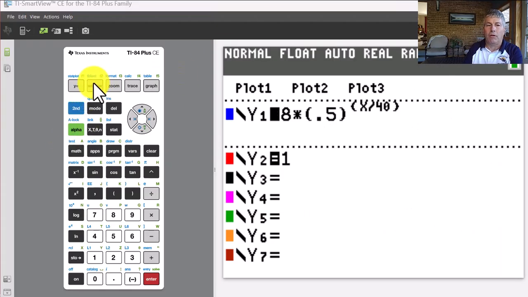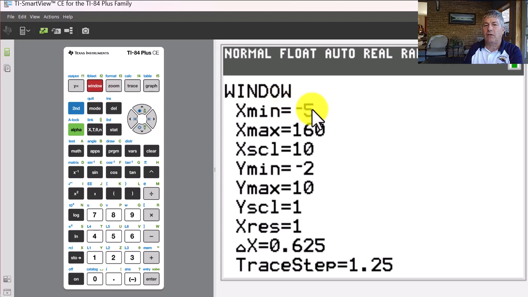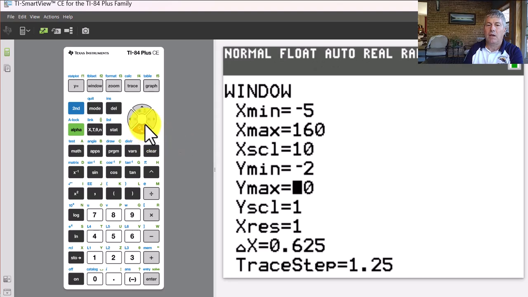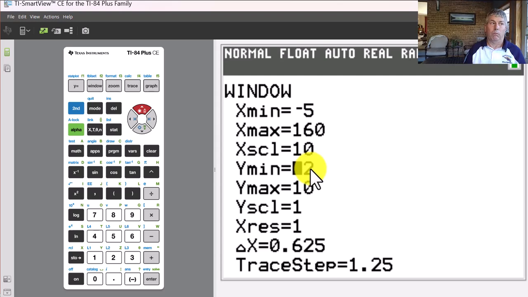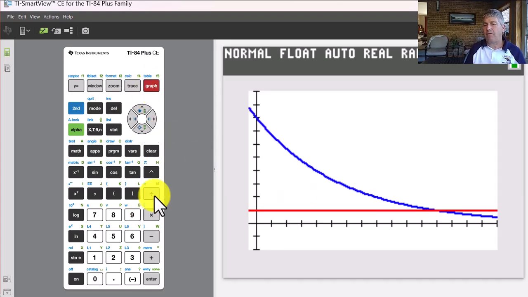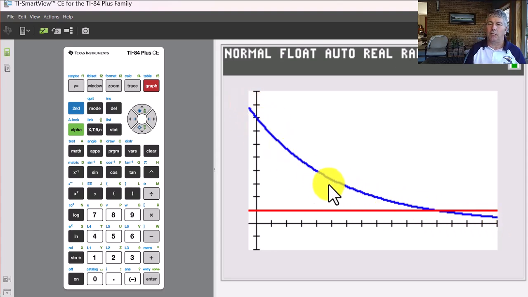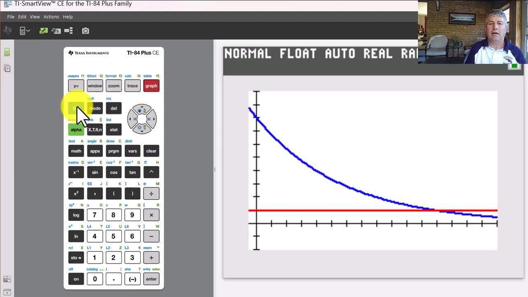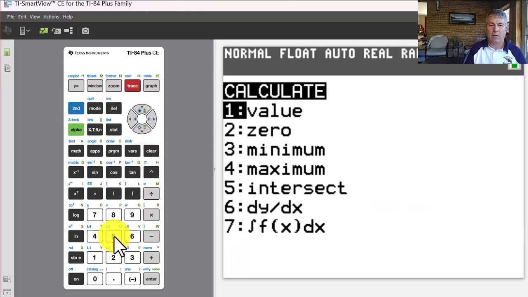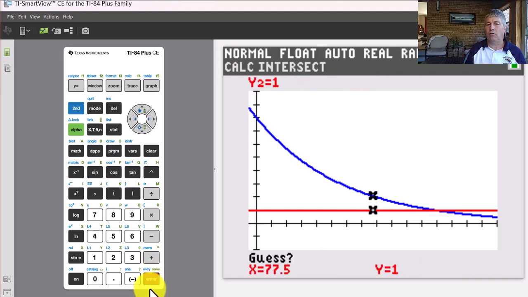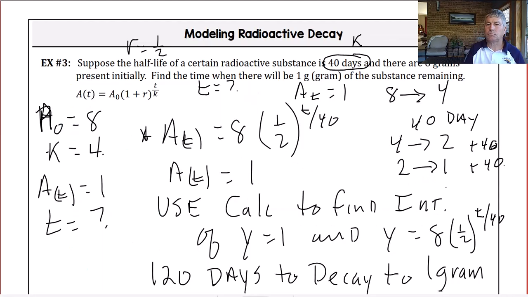So with our calculator, let's go ahead and set up our window. We just saw that our x's are going to be out to at least 120 days, so I did my x's from -5 to 160, counting by tens. And my y's, my amounts, will never be less than 0, but I'll do -2, and a y max of 10, so I could just see that. Then I get this nice graph of our exponential decay function in blue, and y equals 1 in red, and I just want to find the intersection. So I go to second, calc, intersection 5, select the blue curve, select the red curve, make a guess, and sure enough we get x equals 120. So finally I can say it'll take 120 days to decay to 1 gram, but there you can see another way we can do the intersection on our calculator to find our answer.